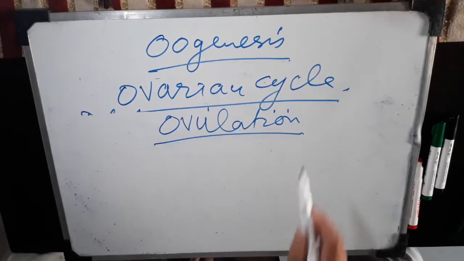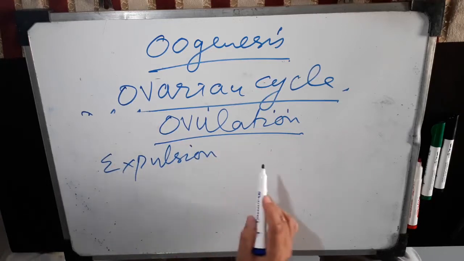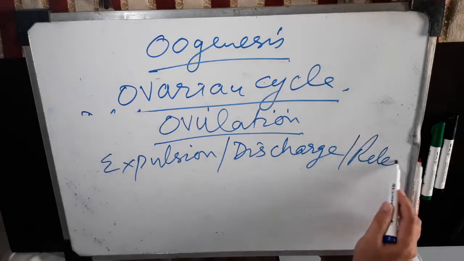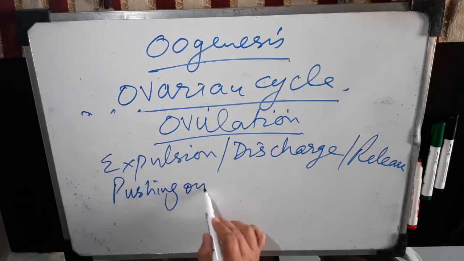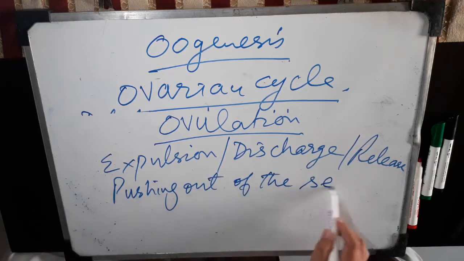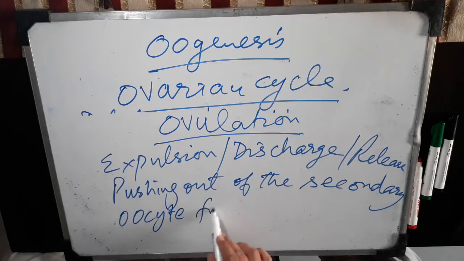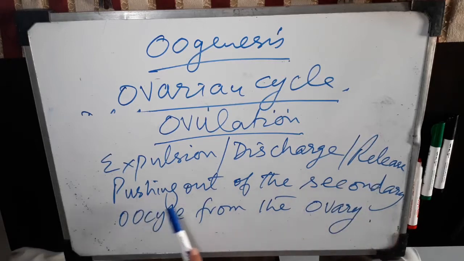Ovulation, definition: expulsion, discharge, release or pushing out of the secondary oocyte from the ovary is known as ovulation.